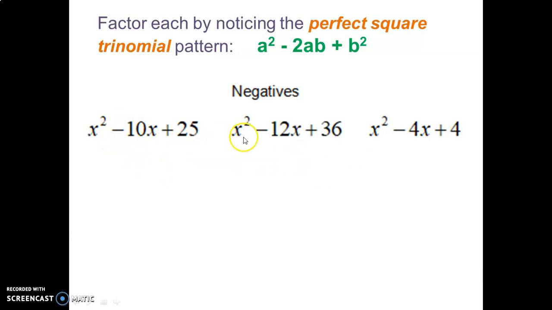All that has changed is we have a negative sign here. So what do you think the factored form of that's going to be? It's x minus 5 squared. So same rules, we take the square root here, take the square root of 25 here, but now we see a minus, so this has to be minus.